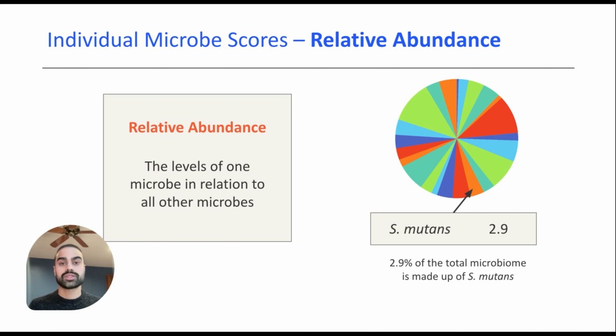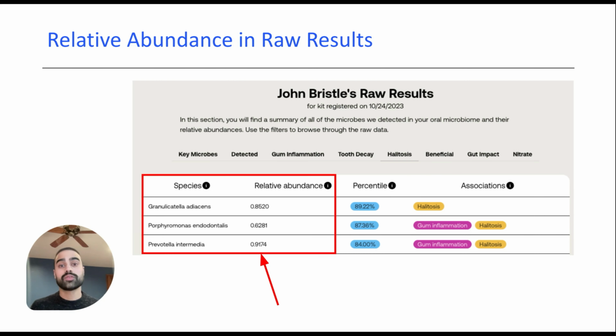The relative abundance measures how much a species contributes to the overall composition of an individual's oral microbiome. So, take for example, a score of 2.9 for strep mutans means that 2.9% of the patient's oral microbiome is comprised of strep mutans. So, if you add together the relative abundance of all of the species that are detected within a given patient sample, you get 100%. The relative abundance of each species detected is found within the raw results section of the report.